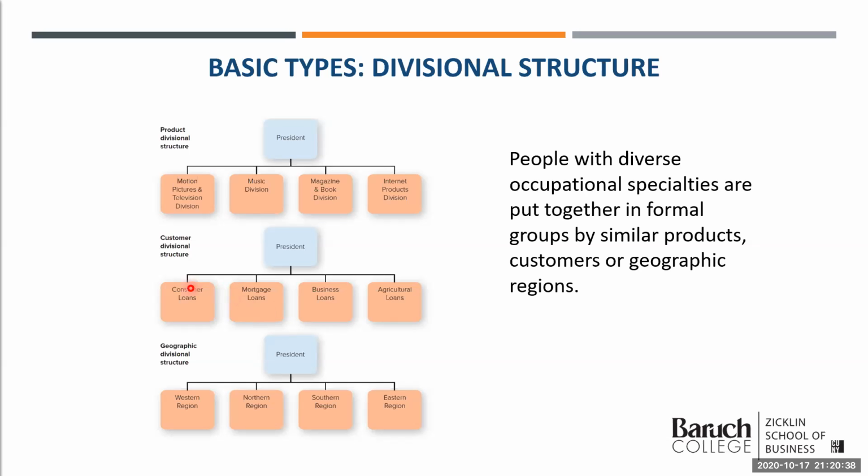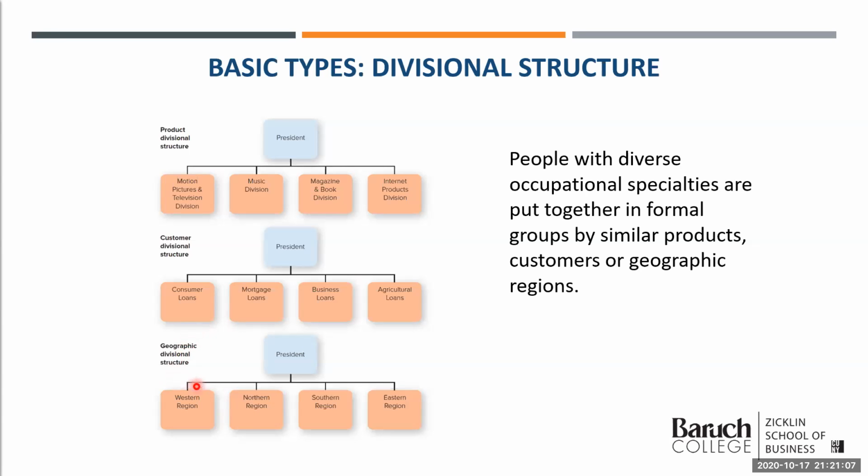So this is like a mortgage company, a lending company. If you lend to consumers, you'll be part of one group. But if you lend to businesses, you will be part of another group. And so all of the people who work on business loans will work together in a common group. Everyone who works in consumer loans will work together in a common group. Or you can do it by region.